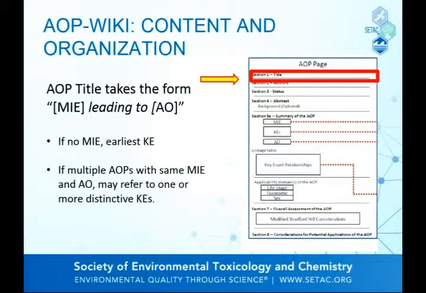So our title, the current guidance for the title, if you have an MIE and an adverse outcome, which is encouraged, you start with the MIE leading to the adverse outcome. If you need more specificity to make that a unique AOP, you can add that, but that's kind of the minimum amount. If you do not know the MIE yet, which is possible, then the guidance would be you pick the earliest key event in the process.